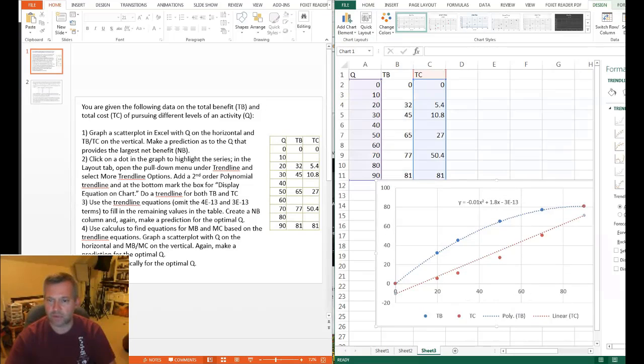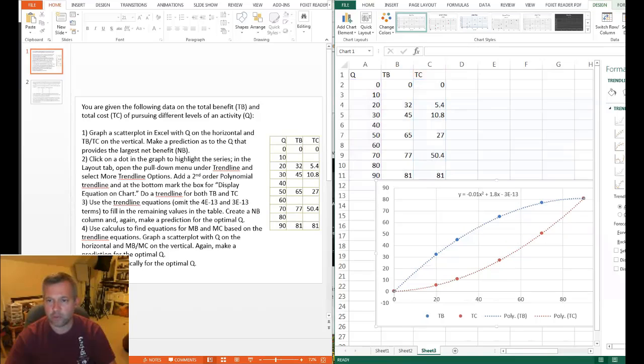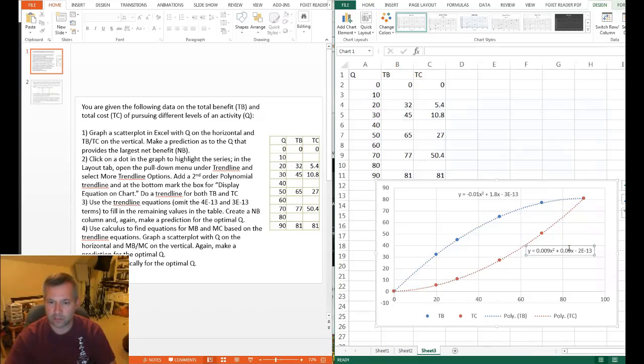So I'll go to more trend line. Same sort of options over here. And again, I don't want a linear. I want a polynomial of order 2. Display my equation. I've got to remember to move that. The r squared again equals exactly 1. So I'll do that, and I'll move this down here just so we can keep them straight. Okay, so I've got 2 equations here.